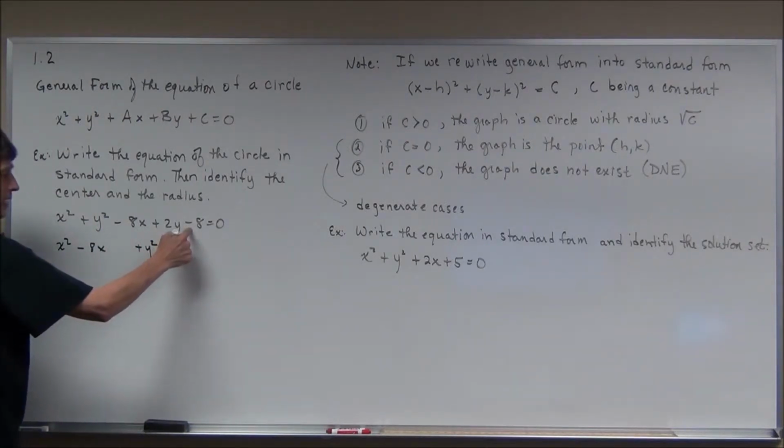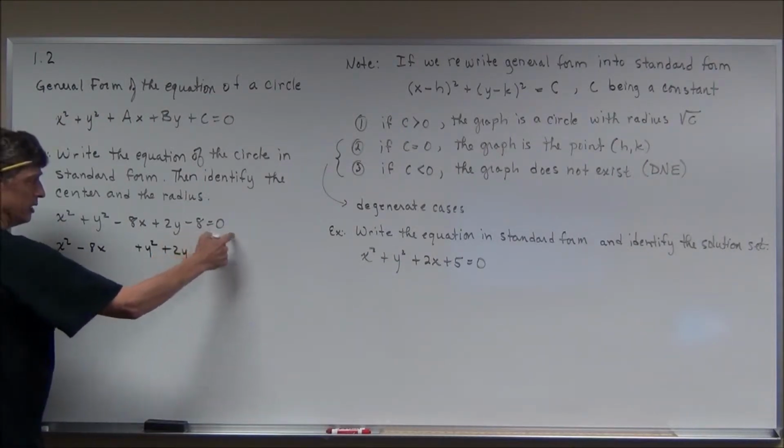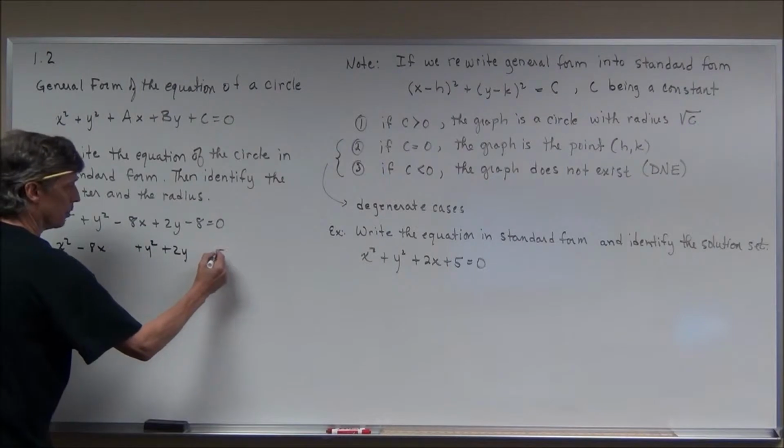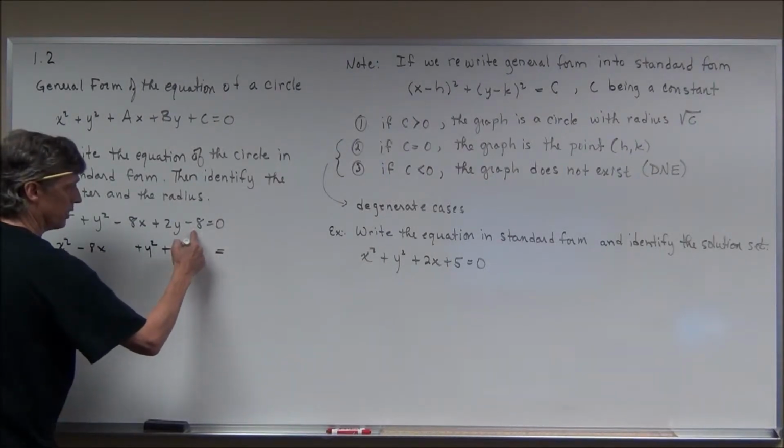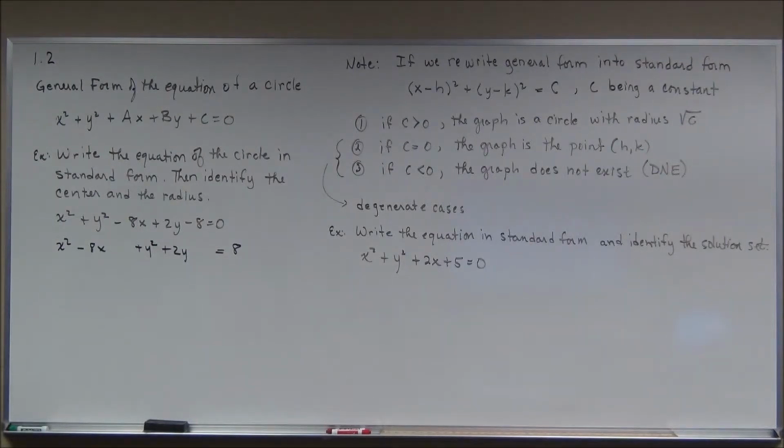Now the minus 8, I really don't want here on the left side. So I'm going to add 8 to both sides. I'm not writing it out because I'm a little lazy. I'm going to add 8 to both sides. That's going to get rid of this minus 8. It's going to give me a positive 8 on the right. And what I've done is I've set this up to complete the square for both the x's and the y's. Notice my lead coefficients are 1, which I want.